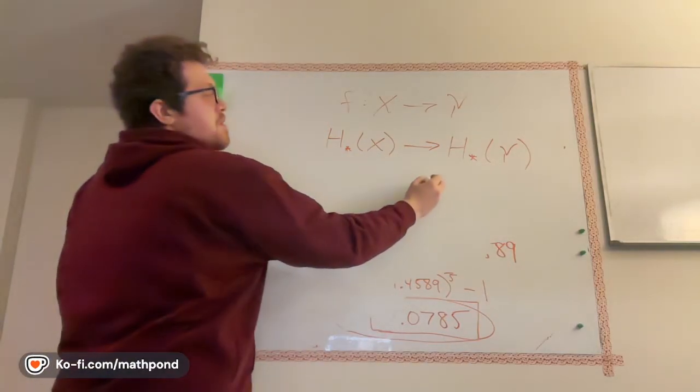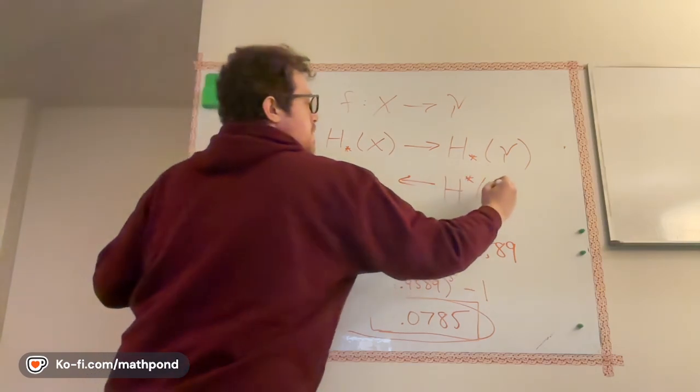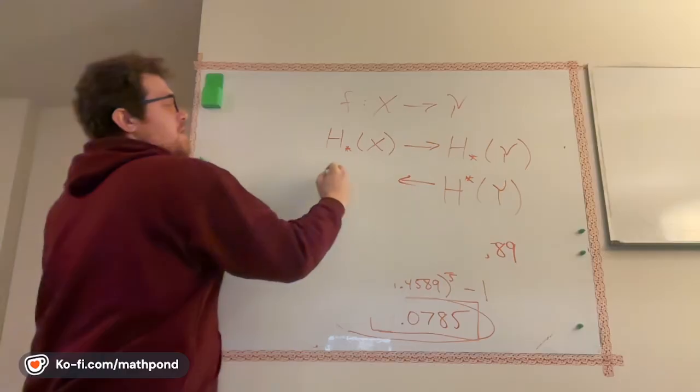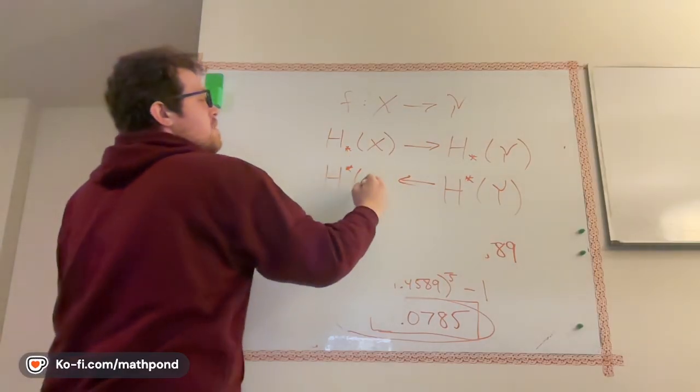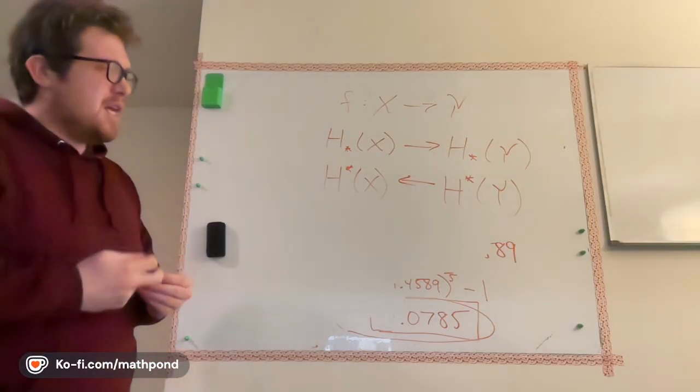But it also induces a map backwards from the cohomology groups. So it reverses the arrows in some sense, like that. So that's one thing about the cohomology.